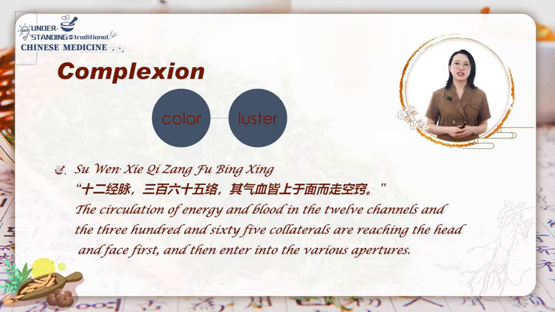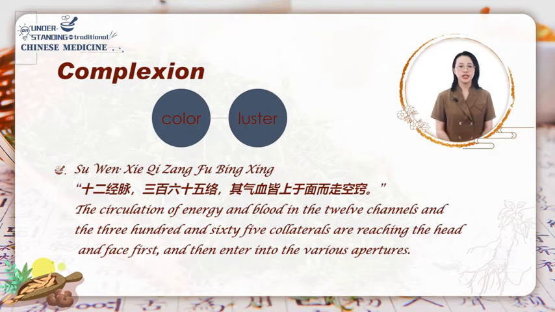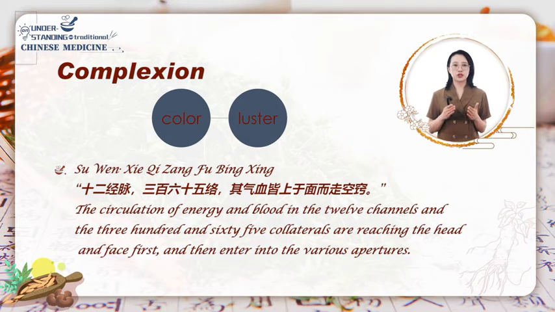As Huangdi Neijing mentioned, the circulation of energy and blood in the 12 meridians and the 365 collaterals reaches the head and face first and then enters into the various apertures. So by looking at the face, we can see the interior situation of the human body.